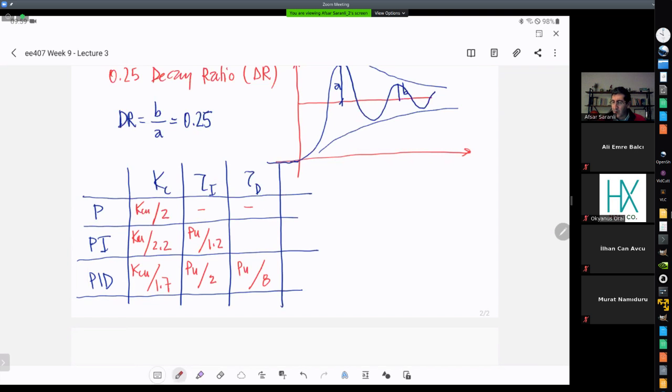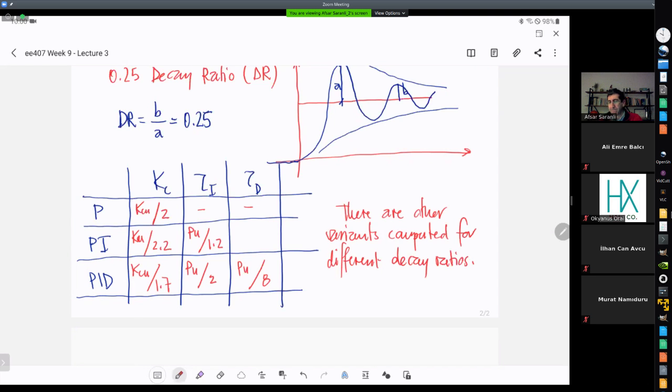Okay, obviously there are other variants computed for different decay ratios. So it's like a collection of, let's say, a long history of experimentation, and it gives you a practical test that you can apply with a system.